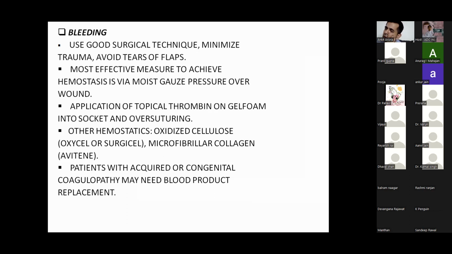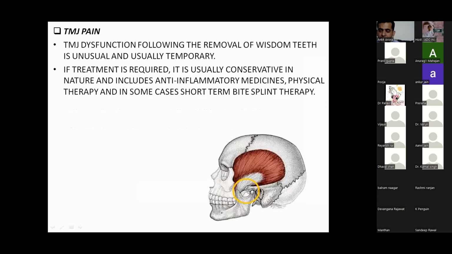Patients with acquired or congenital coagulopathy may need blood product replacement, but that is not required to learn here. You need to put good pressure there. If you want, you can use Surgicel. It is readily available in the market, and you can have it in your clinical practice. If you feel there is more bleeding, put it just beneath the gauze piece or surgical part. You are good.